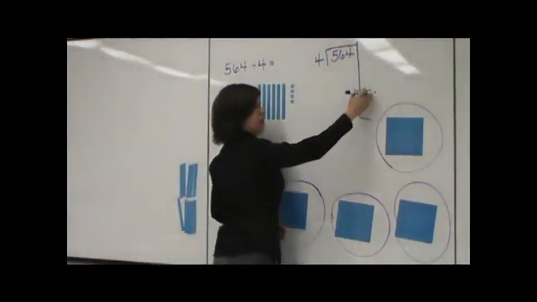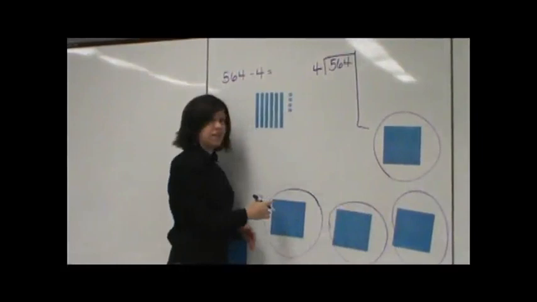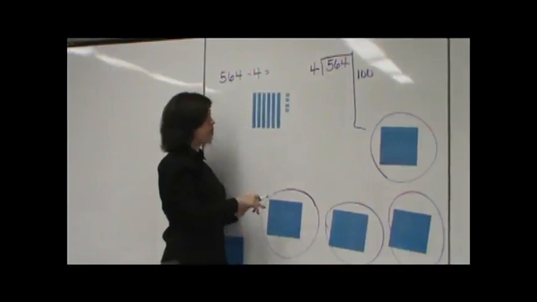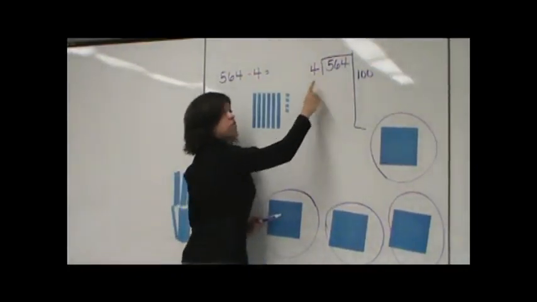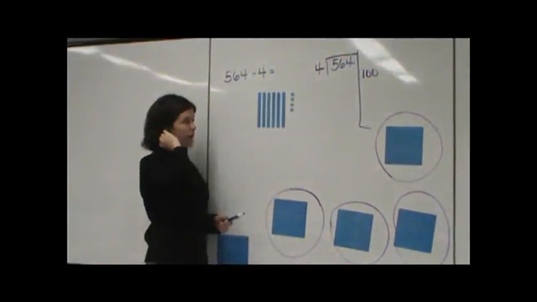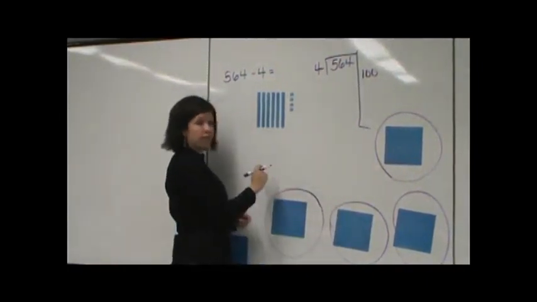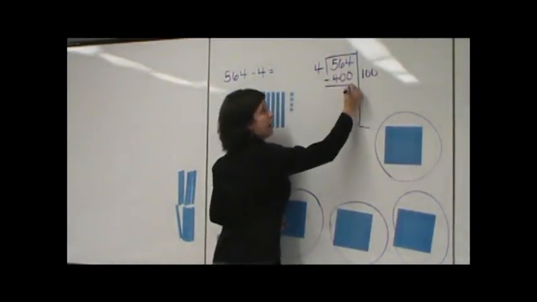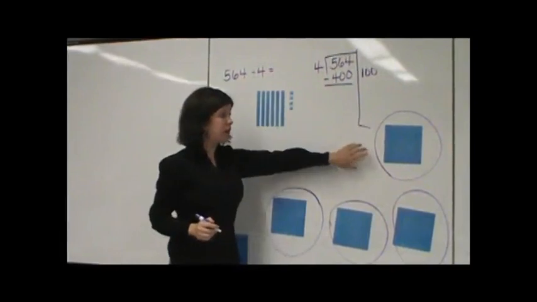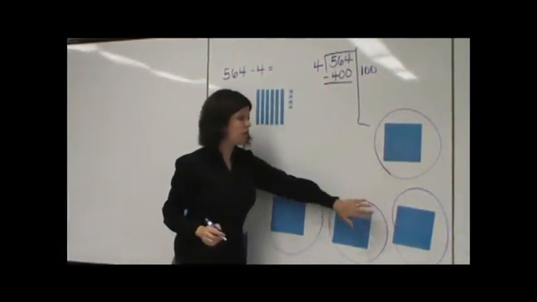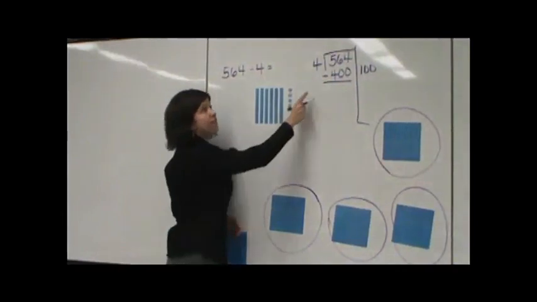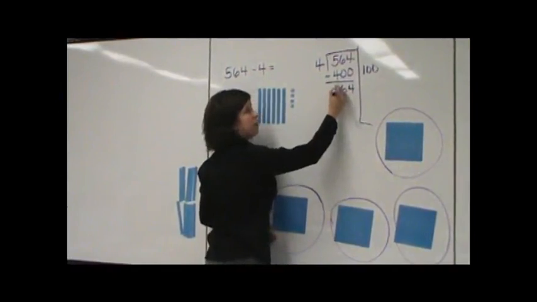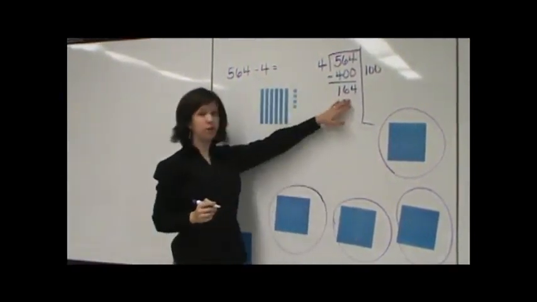So on the outside, we'll keep track of how much has been divided into each group. And so far, there's 100 in each group. Then on the inside, that was our total. We started with 564. We want to see how much there's left to divide. So we want to subtract the amount that we used when we divided. I'm subtracting 400 because we divided 100 into each group. So 100, 200, 300, 400. 564 minus 400. 6 minus 0 is 6, and 5 minus 4 is 1. So we have 164 remaining.